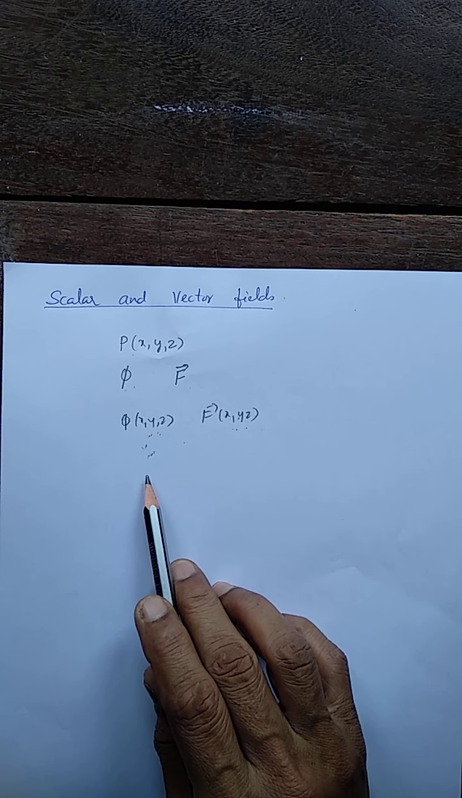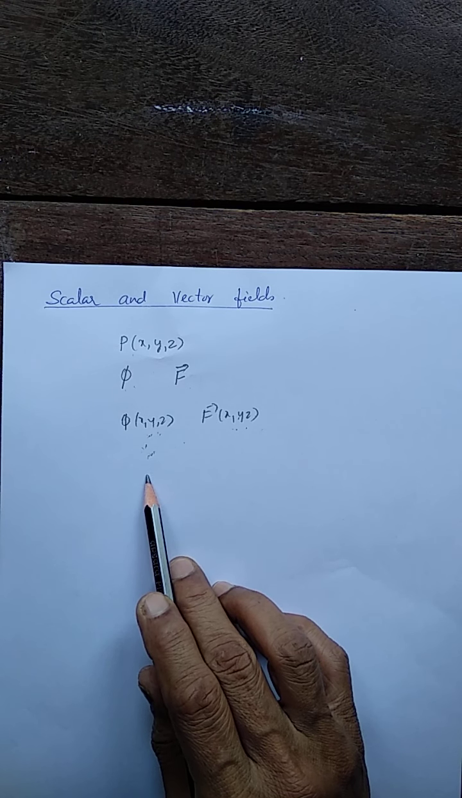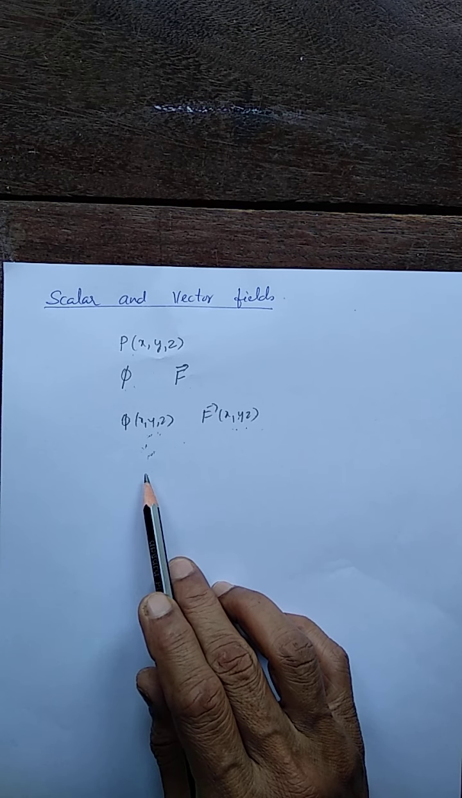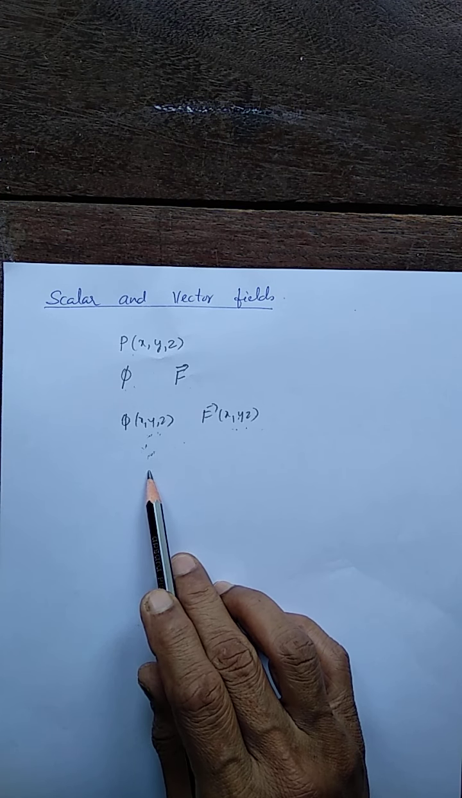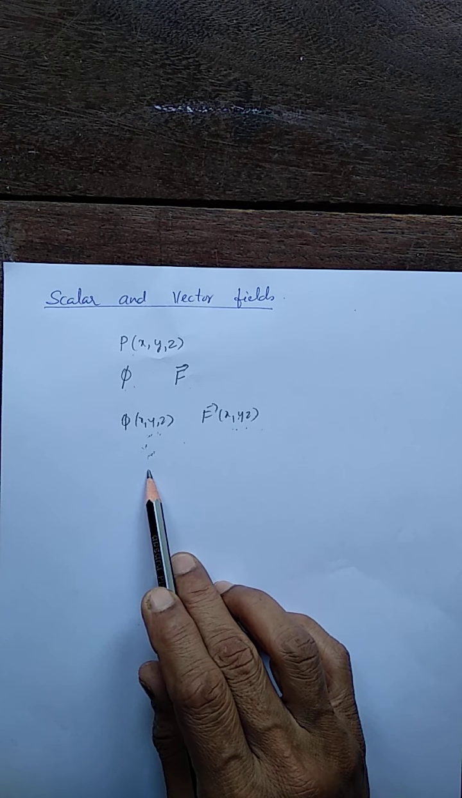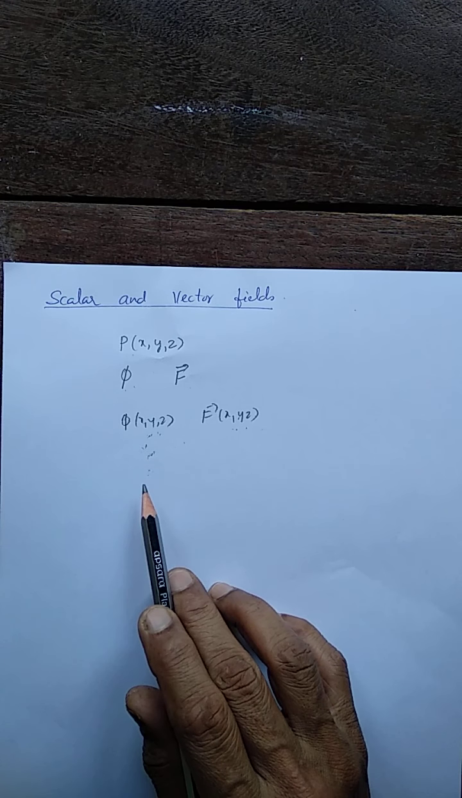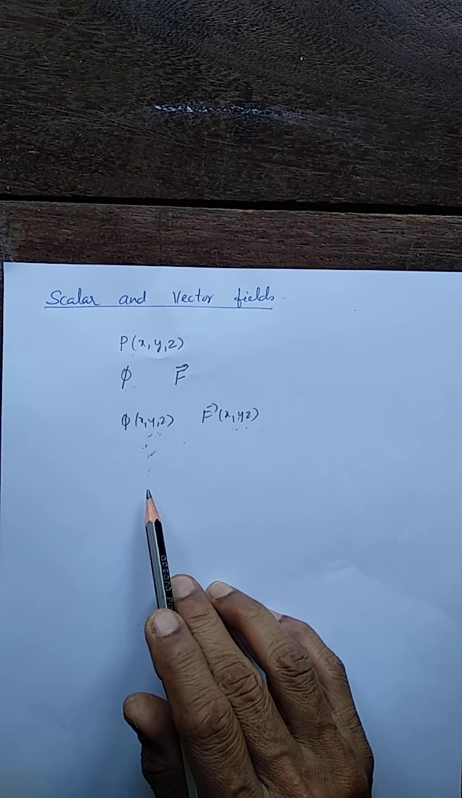Distribution of temperature in the medium. Temperature is a scalar quantity. So that region is a scalar field region wherein a scalar function can be defined. Similarly, distribution of electrostatic potential or distribution of magnetic potential. Potential is also a scalar quantity. These are the examples for a scalar field.